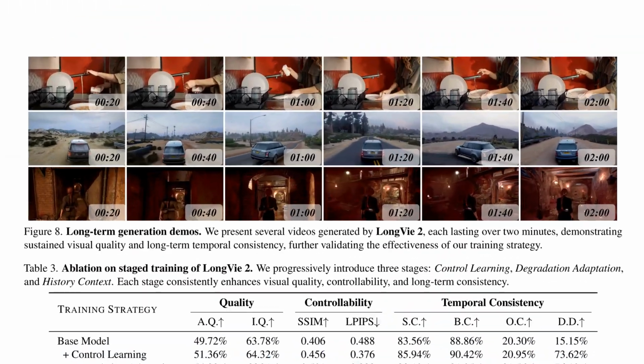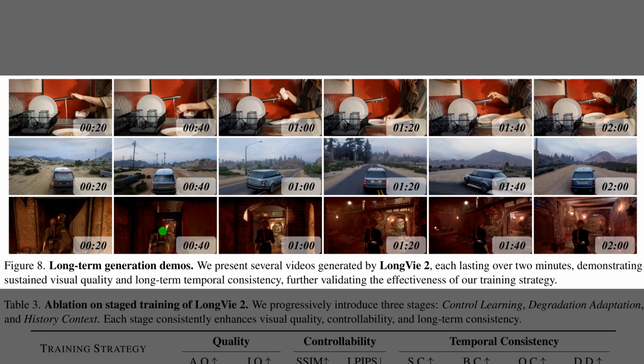Figure 8 shows that the generated videos stay sharp and coherent even after more than 2 minutes of continuous playback. The first row of kitchen faucet shots keeps the scene layout and lighting stable, while the water and hand motions evolve naturally over time. The second row of driving footage preserves the car, road, and distant mountains, so the motion feels like a single long journey rather than stitched clips. The third row of corridor scenes maintains character identity and interior lighting, which highlights strong temporal consistency in darker, more complex environments.